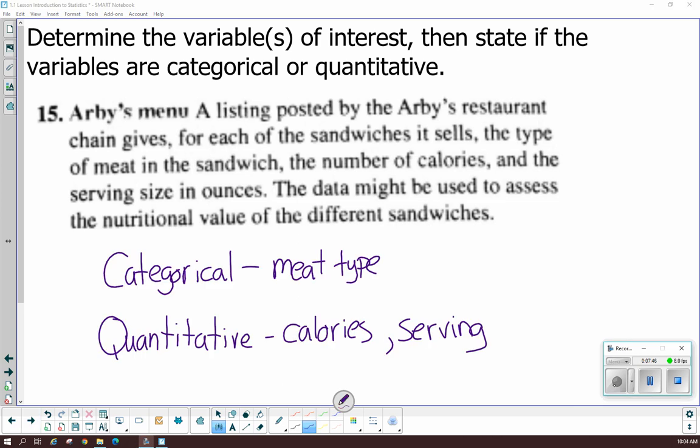So here we have three variables. We had the type of meat on the sandwich, the number of calories, and the serving size. And so our only categorical variable would be the meat type. We can look at the sandwiches and put them into different categories and count the number of, say, chicken, fish, beef. And then for quantitative, we have calories. We can measure the calories in calories, and the serving size in ounces.